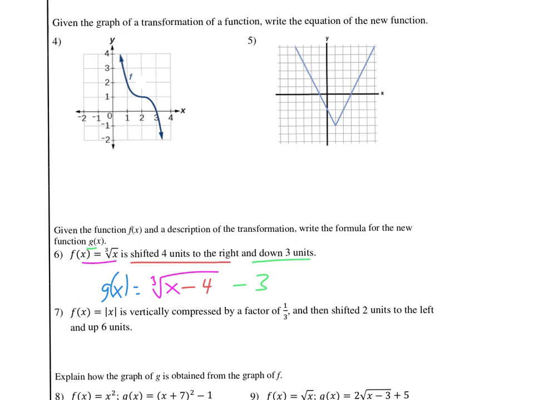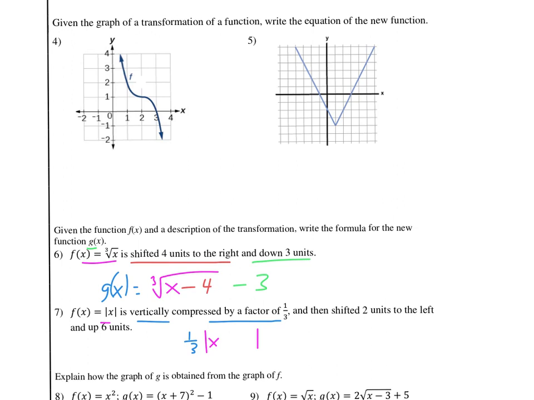So same idea here on the next one. So we have an absolute value graph. Our absolute value graph is going to be our parent function, and so I'll do the absolute value of x here. And then it says first it's going to be compressed. That's like saying it's going to be vertically shrunk by a factor of 1/3. So that means multiply by 1/3 out front.